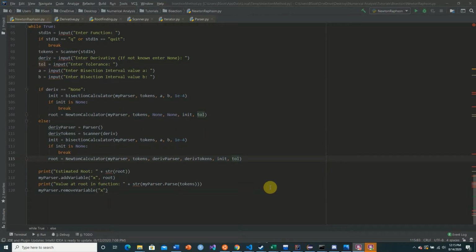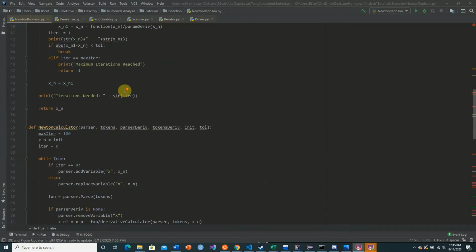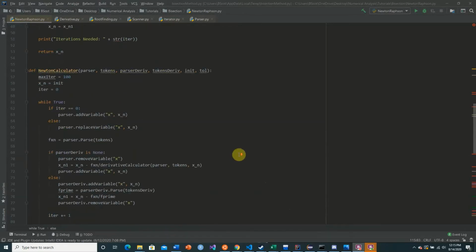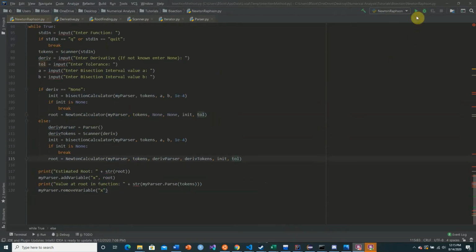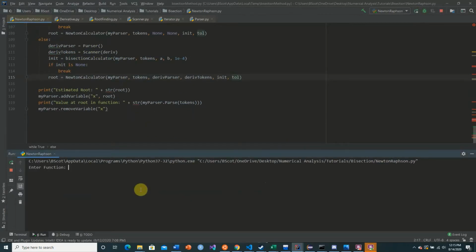Welcome back to this tutorial series, and in today's video we're going to be finishing up implementing our Newton's method with our calculator. So in the last video we actually finished up implementing it all, but we did not test it at all. So here we're going to test our input.